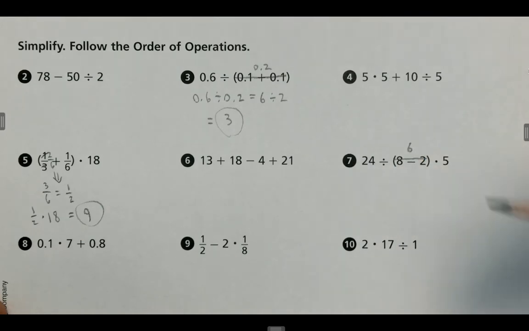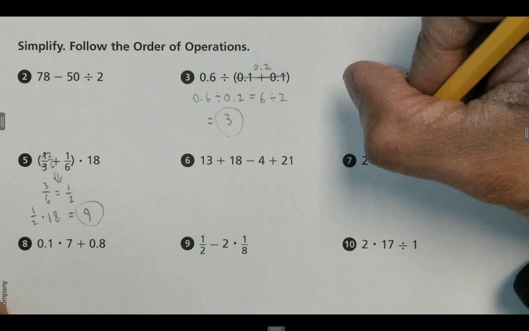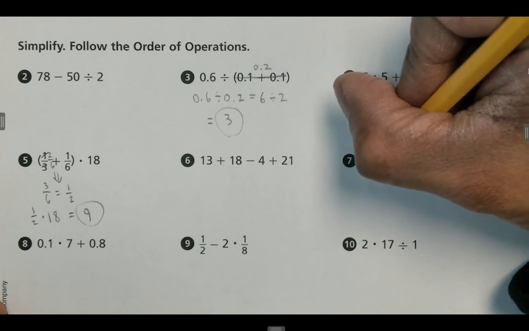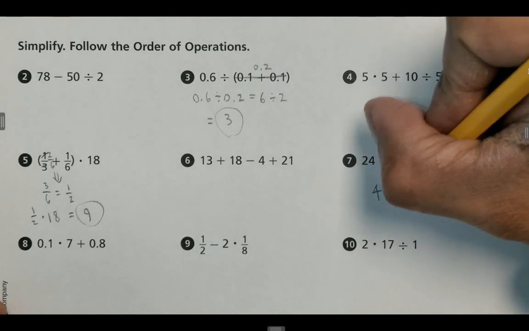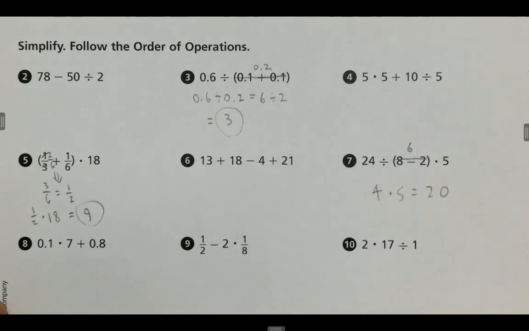24 divided by 6 is 4. And then 4 times 5 as our finishing step is 20. So we did our subtraction, then we did our division, and then we multiplied.